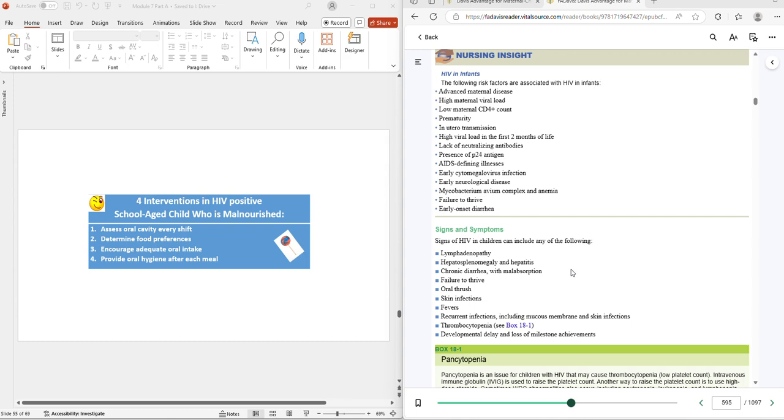Some signs and symptoms are chronic diarrhea, malabsorption, of course, failure to thrive, the oral thrush. So be familiar with these right here, okay? And in an infant, you need to read through that, okay?